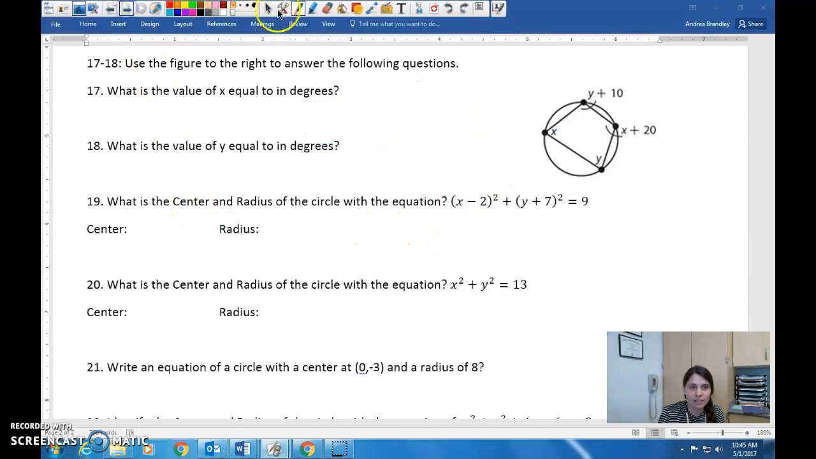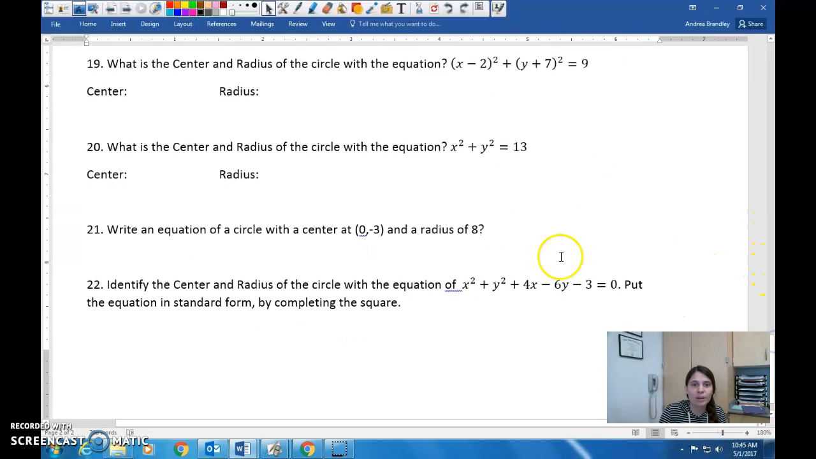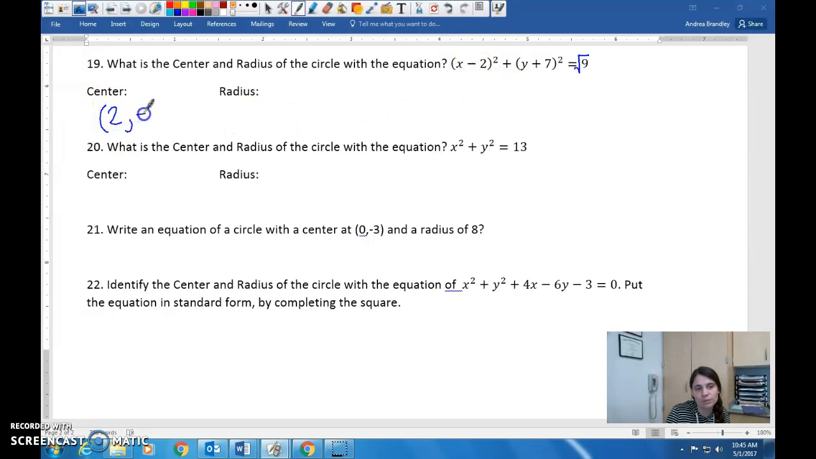All right, for this next section of the review, we're talking about equations of circles. So the first thing we're going to remind ourselves of is that in an equation of a circle, these 2 points give me the center, and the square root of whatever it's equal to gives me the radius. So my center, and the signs are opposite of what you think. So my center is at 2, -7. So I get my 2 from here, my -7 from here, and my radius is the square root of 9, which is 3.